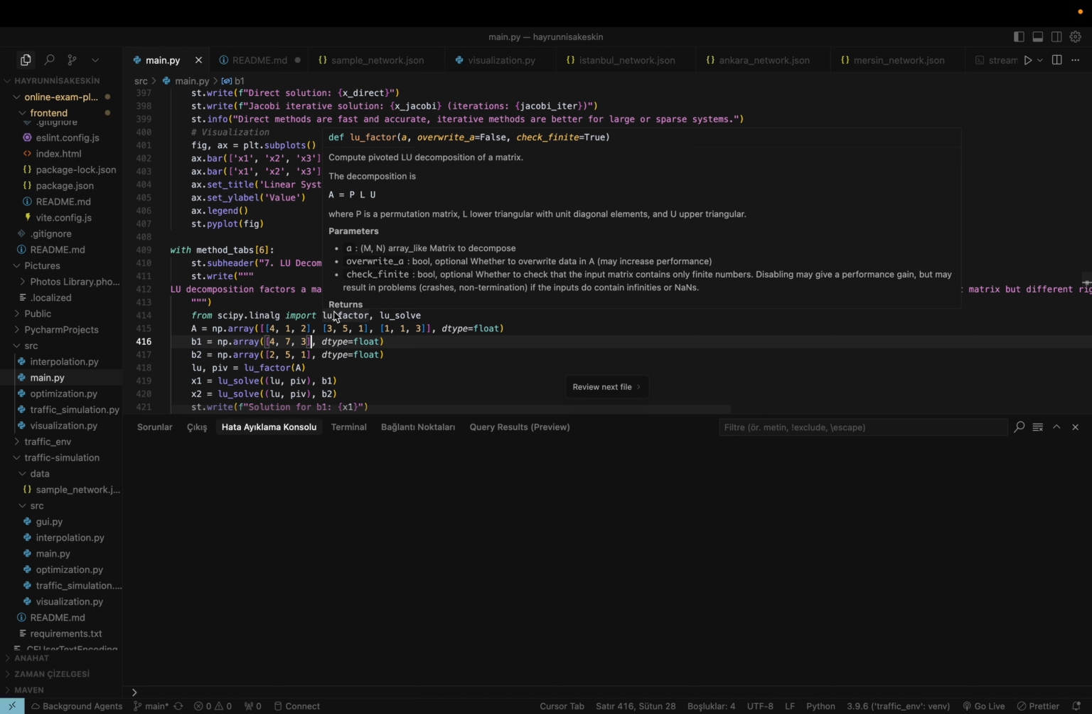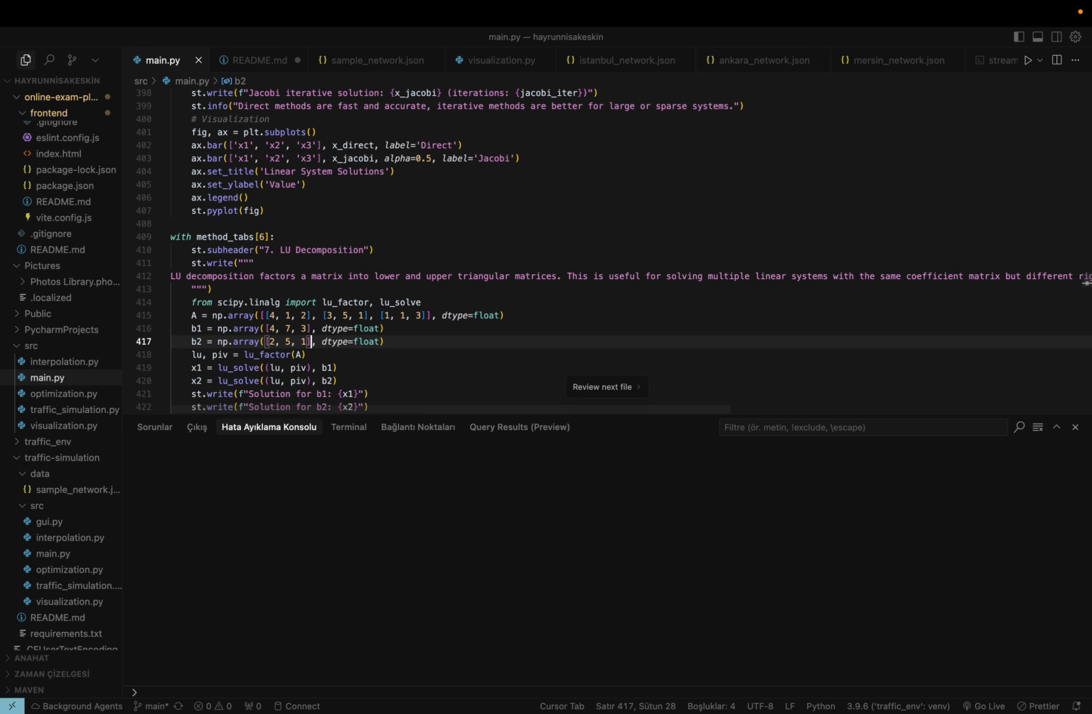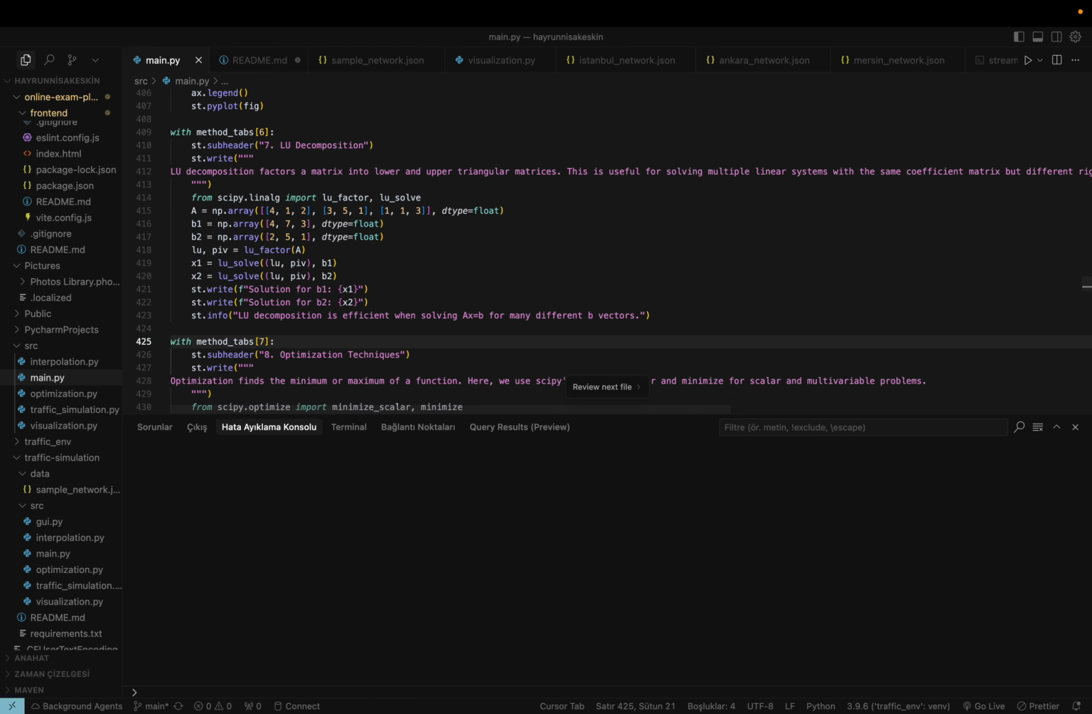Parameters: a, (M, N) array-like, the matrix to decompose. overwrite_a, bool, optional, whether to overwrite data, which may increase performance. check_finite, bool, optional, whether to check that the input matrix contains only finite numbers. Disabling the check may give a performance gain, but may result in problems. Then continues. LU decomposition is efficient when solving AX equals B for many different B vectors.